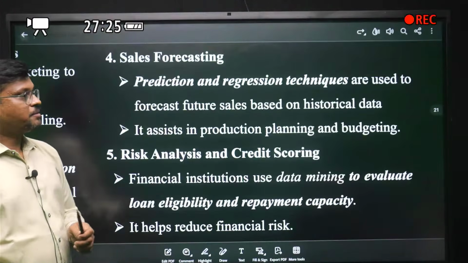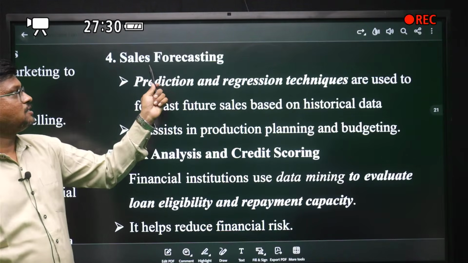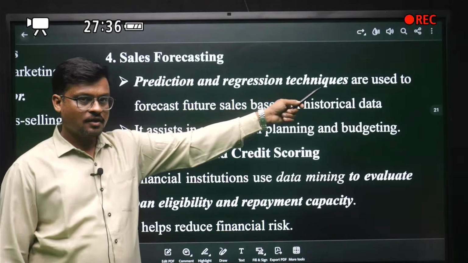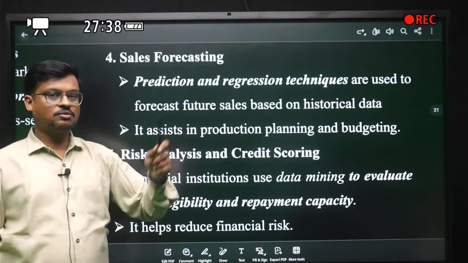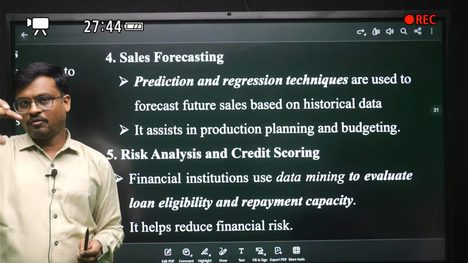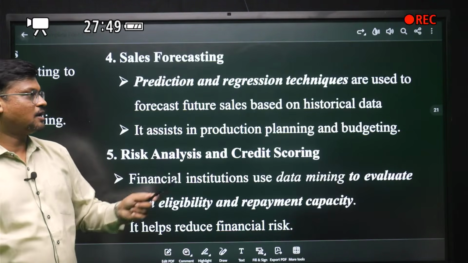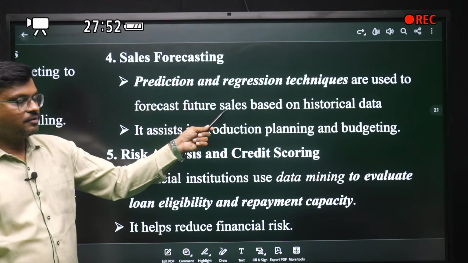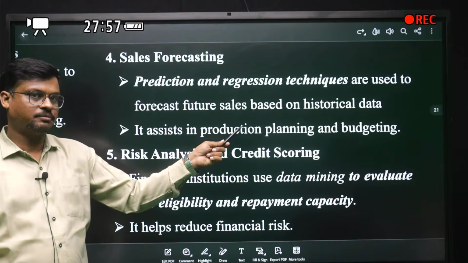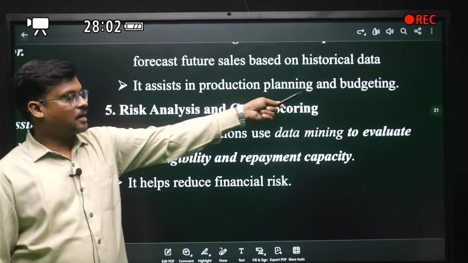Sales forecasting, predicting future trends based upon historical data. By using prediction and regression techniques, we try to predict future sales based upon historical data. Just now, as I said, rainy season and umbrellas are a powerful combination. So next month we are going to see a high number of sales of umbrellas, that we will predict, and accordingly we will go with the production and maintenance. Production, marketing, supply chain management, delivering the goods, all those things come under this. It assists in production planning and budgeting, as I said.